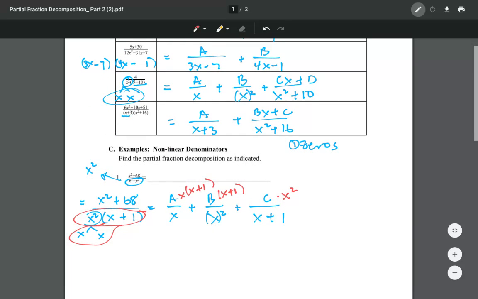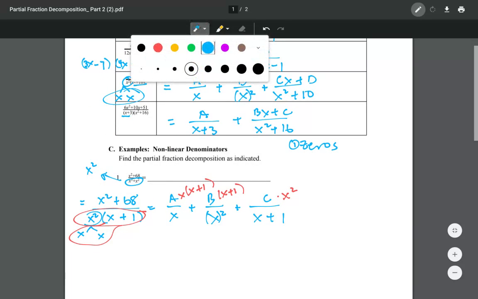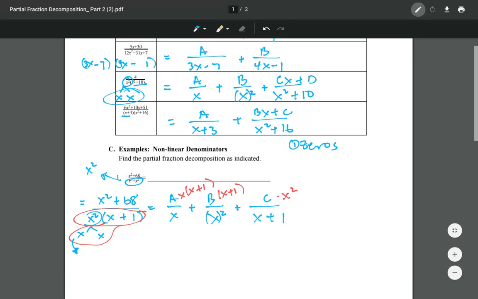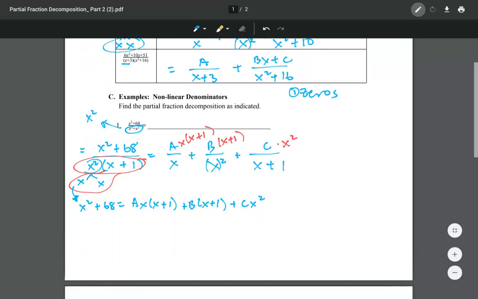Remember, at this point, you can just compare the numerators. You know the denominators are going to match, assuming you did all this correctly. So my numerator is x squared plus 68 is equal to Ax(x plus 1) plus B(x plus 1) plus Cx squared. This is going to give us a couple of different zeros.